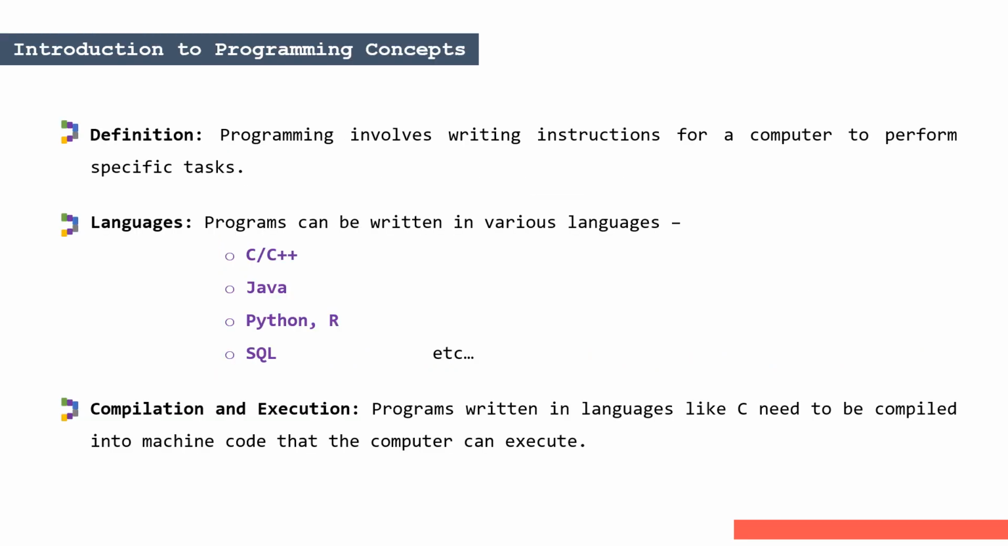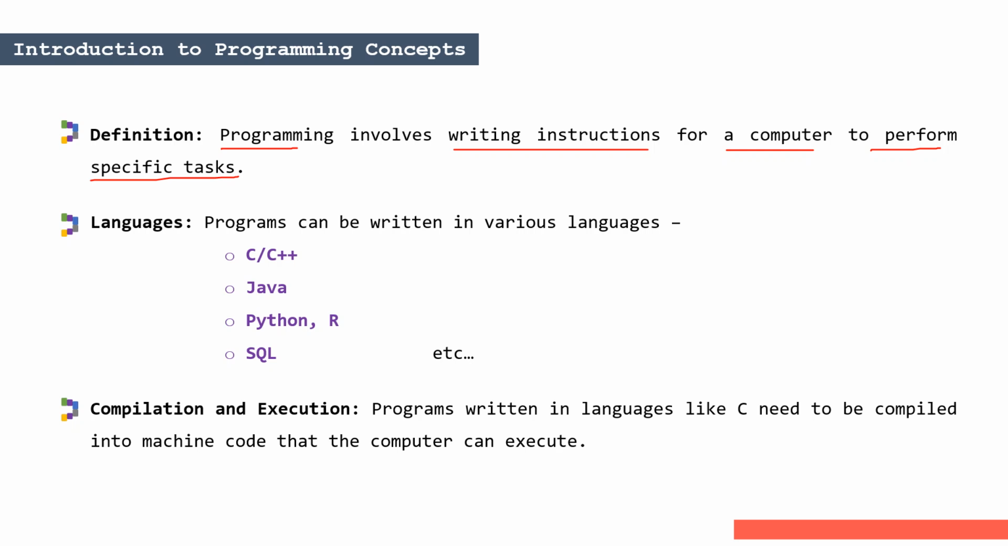So first of all, let us have an introduction to programming concepts. Basically, programming involves writing instructions for a computer to perform a specific task. So you can highlight: programming involves writing instructions. You will be writing a set of instructions for a computer to perform a specific task. Each instruction will depend on which task is to be performed. For programming, there are various languages which can be used: C, C++, Java, Python, R, SQL, and so on.